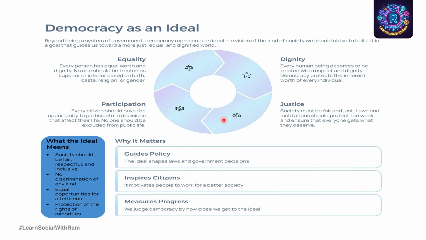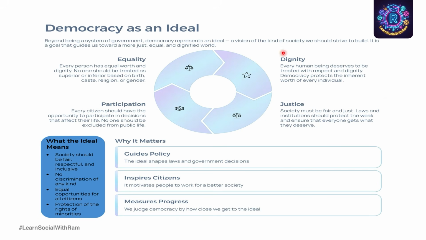Now, our last broader meaning, that is democracy as an ideal. Democracy as an ideal. What does this mean? It means democracy is not just about elections, it is also about building an ideal society. A society that is fair, equal, just, and respectful. This is the dream of democracy, the core democratic values. So these are the 4 important values. The first one is equality, followed by dignity, justice, as well as participation.